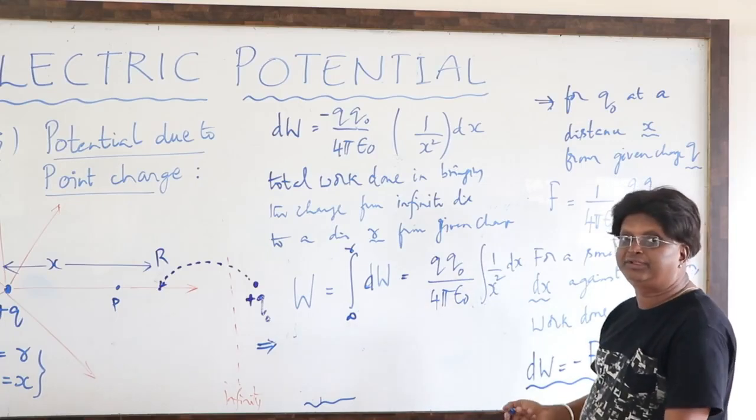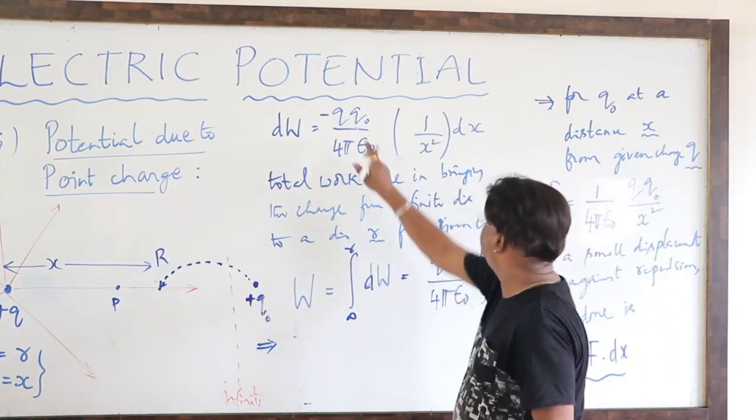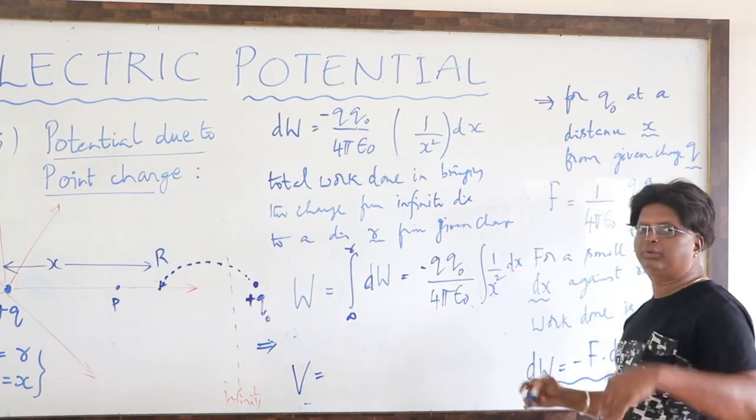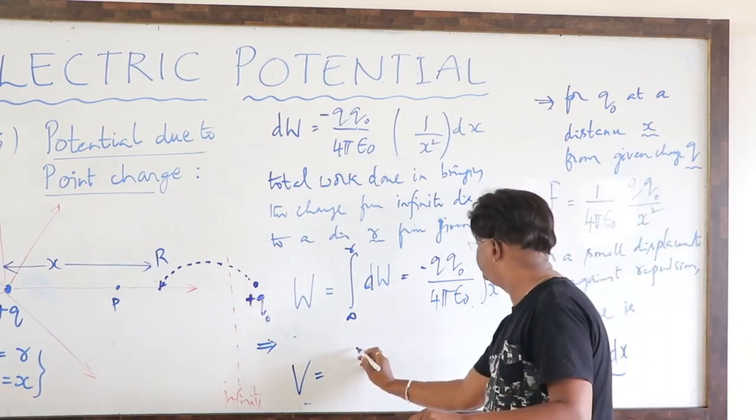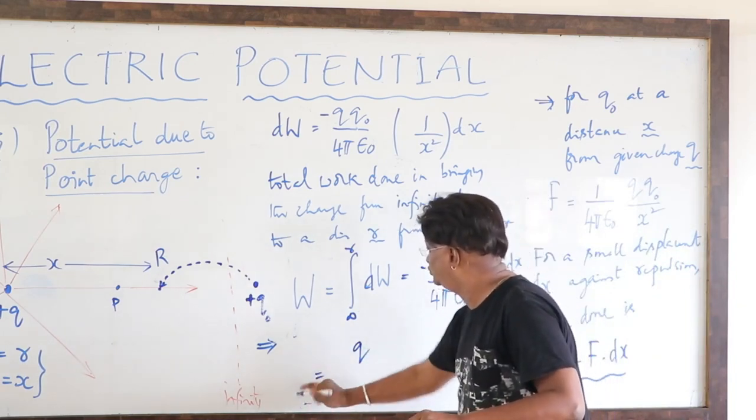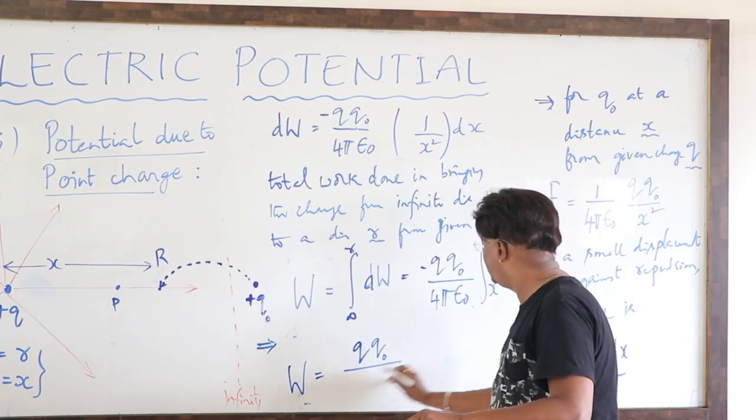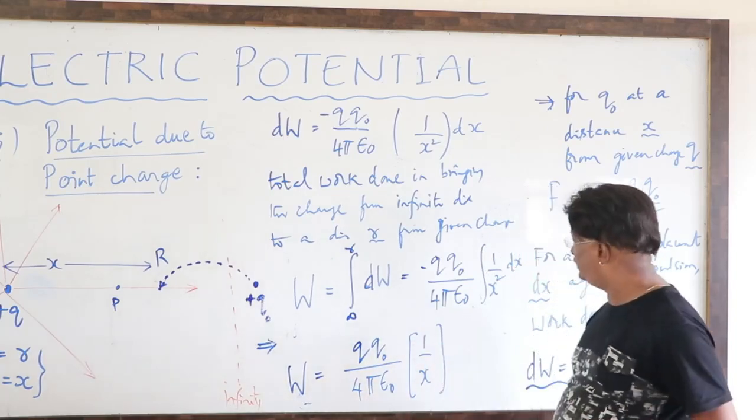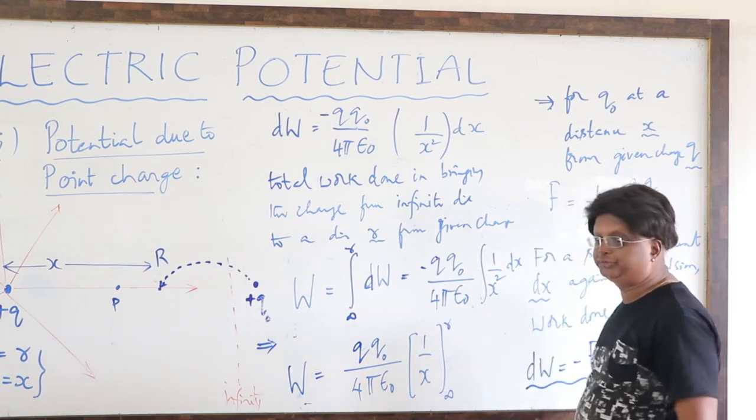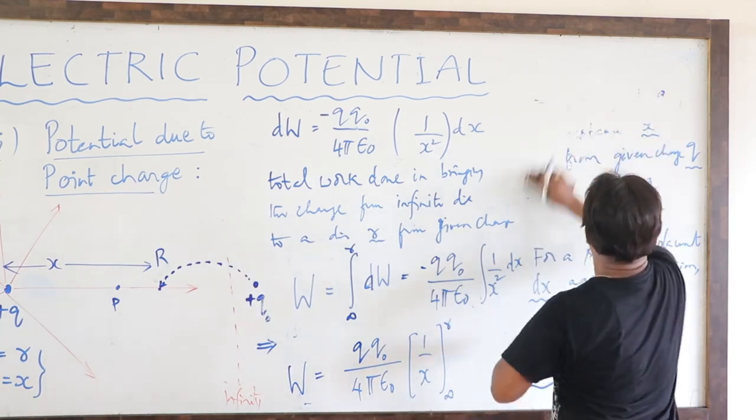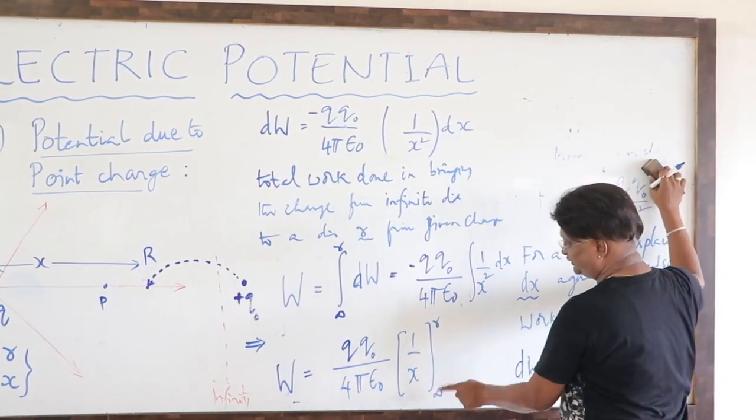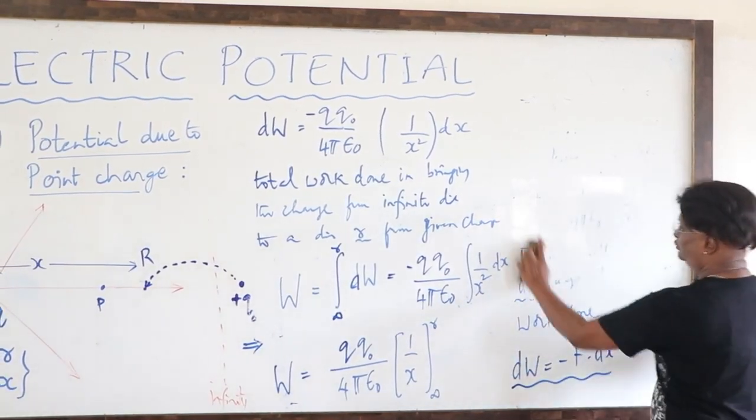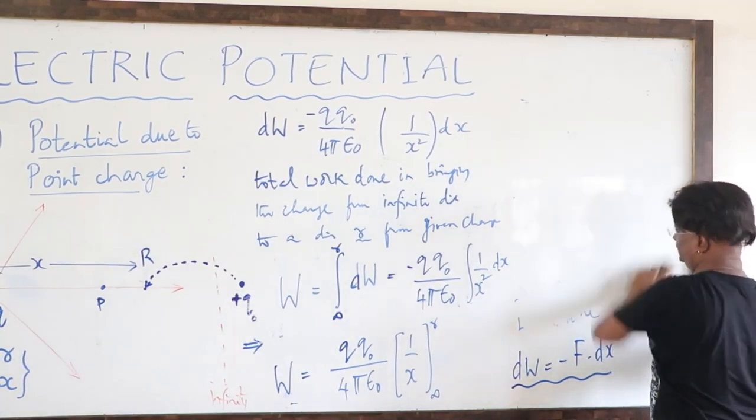This 1 by x square, as I have told you, it is minus of 1 by x. Therefore, already this negative sign was there. Therefore, now I am writing this v is equal to negative 1 by x square is minus 1 by x. Therefore, it will be a positive term. Therefore, I am writing it as w is equal to q naught by 4 pi epsilon naught 1 by x, and this is from infinity to r, and this is called substitution of limits. Wherever you find that x, first you substitute the upper limit and then the lower limit. So this is how we do the last step.